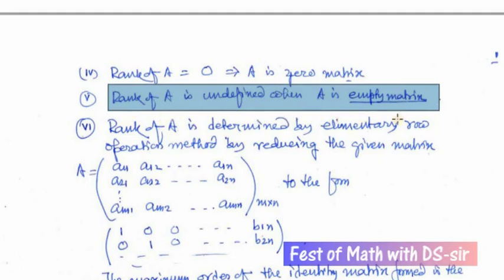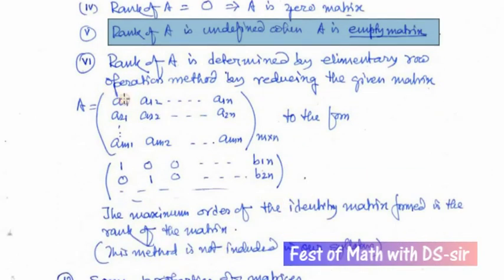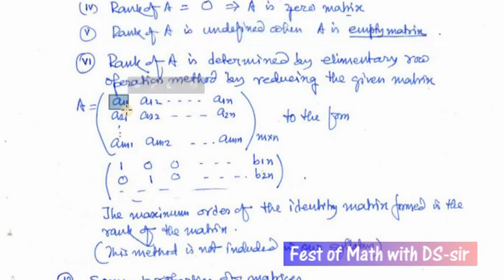The rank of A is determined by elementary row operation methods, by reducing the given matrix to this form. So you have to make this element 1. That you can do by dividing the first row by A11. It is a row operation. So this term will become 1. After that, subtract A21 times this row from the second row, and this term will be 0. And likewise, you can make all such terms 0.